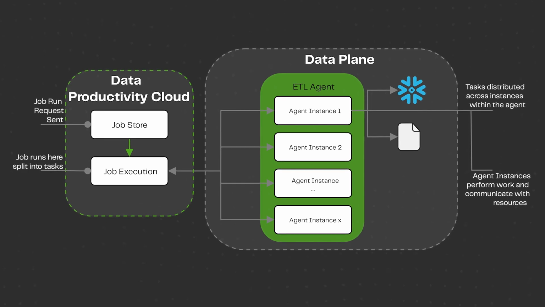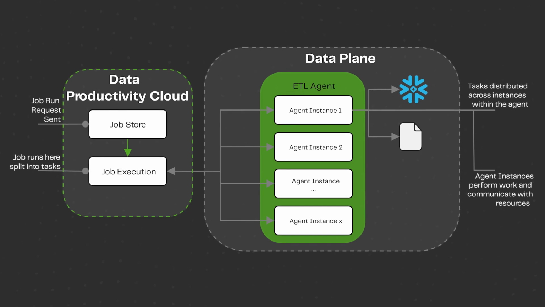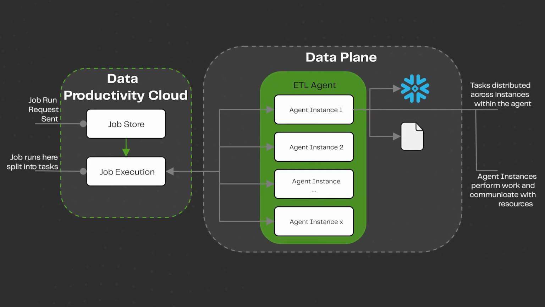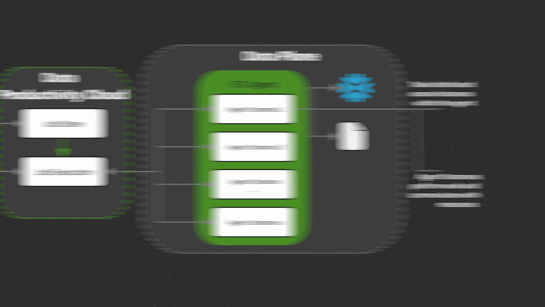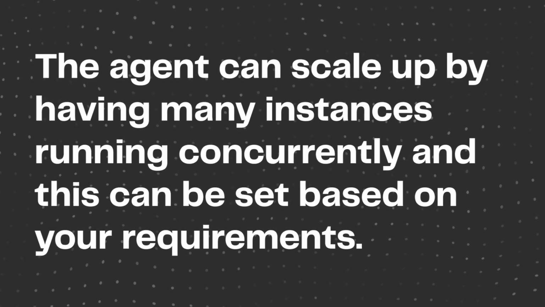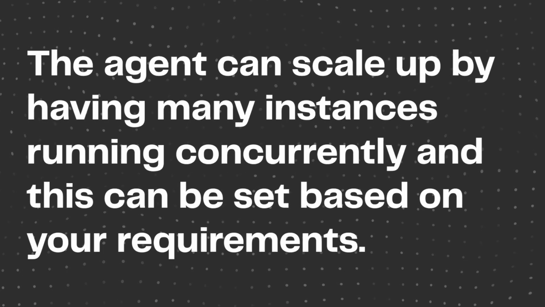The agent communicates with the Data Productivity Cloud via the Agent Gateway using an egress-only method. The pipeline tasks are sent through the Agent Gateway from the Data Productivity Cloud to be executed. The agent can scale up by having many instances running concurrently, and this can be set based on your requirements.